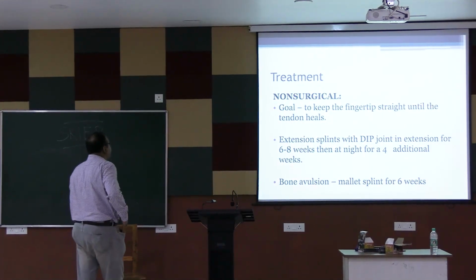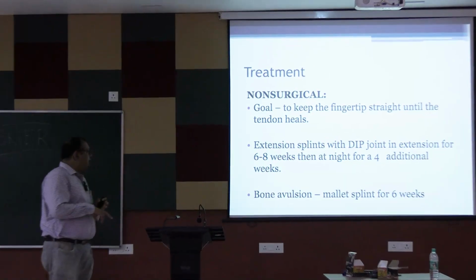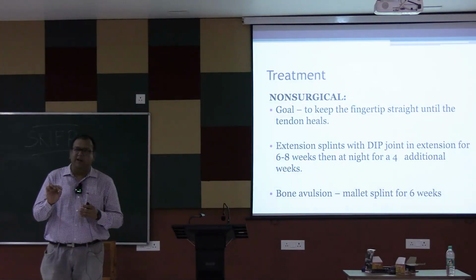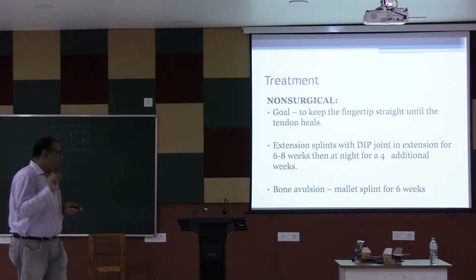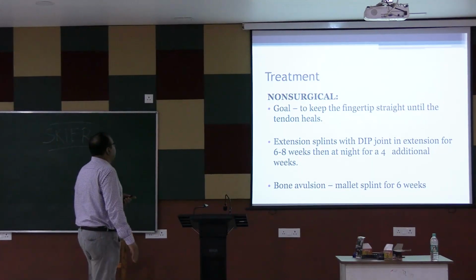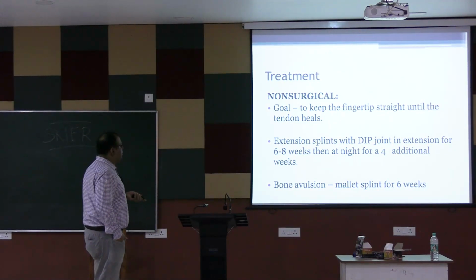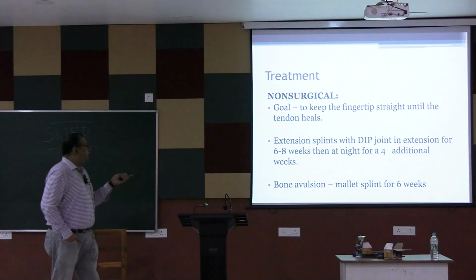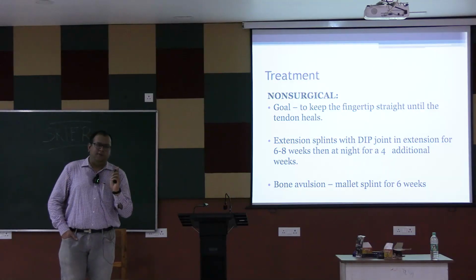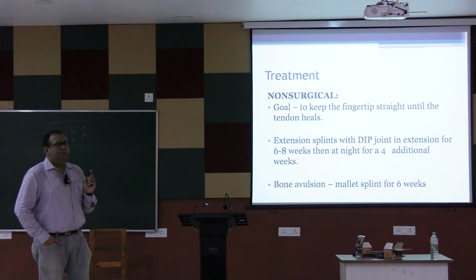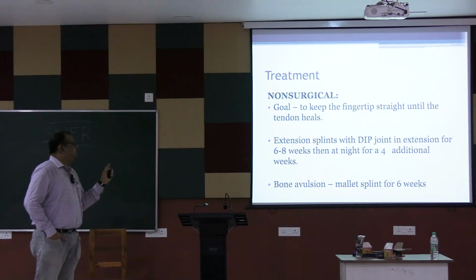Treatment non-surgical may be done to keep the fingertip straight until the tendon heals, not commonly done. If you find a patient with this type of a deformity, this type of an X-ray, you have to go in for an operative management. Extension splints may be used, but it takes time, 6 to 8 weeks, and then at night for 4 additional weeks, may not be satisfactory for the patient. The patient may not want to keep a splint for 6 to 8 weeks.